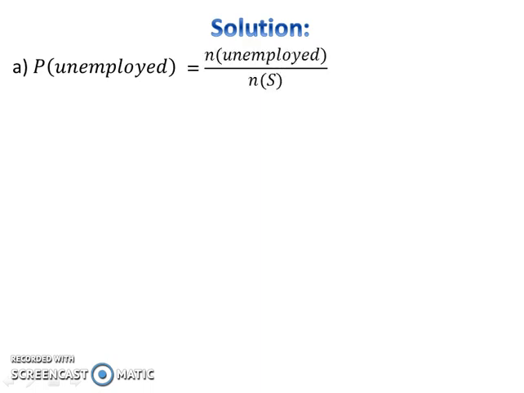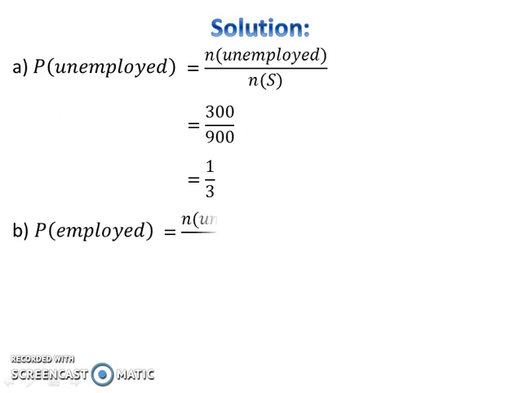The first probability that we want to find is probability of unemployed, and probability of unemployed is equals to number of unemployed divided by number of elements in the sample space, which is equals to 300 divided by 900, which can be simplified to 1 over 3. The second probability that we want to find is probability of employed, and probability of employed is equals to number of employed divided by number of elements in the sample space, which is equals to 600 divided by 900, which can be simplified to 2 over 3.